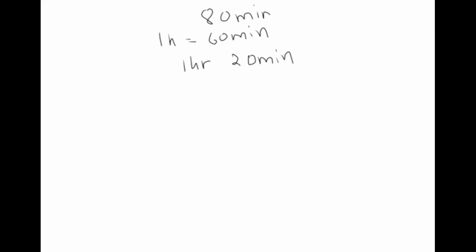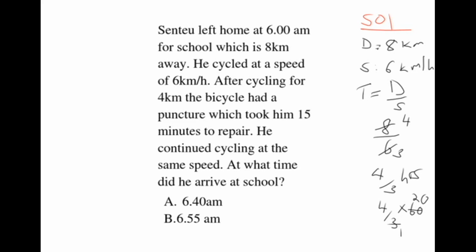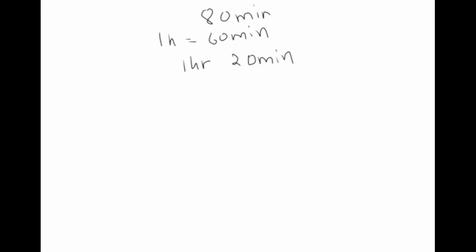Then, the question tells us that after cycling for 4 kilometers, the bicycle ended with a puncture which took him 15 minutes to repair. Add these 15 minutes for repair. 1 hour 20 minutes plus 15 minutes. We get 0 plus 5, 5, 2 plus 1, 3. Then 1 plus 0 is 1. 1 hour and 35 minutes.